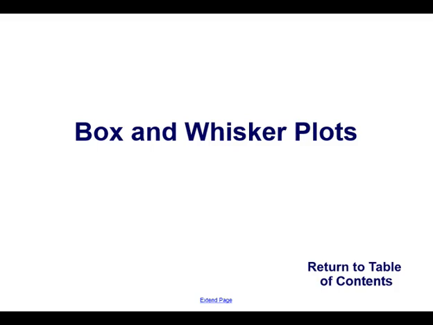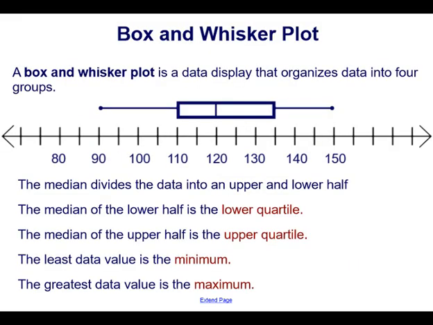Data display we will explore are box and whisker plots. A box and whisker plot is a data display that organizes data into 4 groups. You have the median dividing the data into an upper and lower half, and then we have the median of the lower half called the lower quartile, and the median of the upper half called the upper quartile. The least data value is the minimum, and the greatest data value is the maximum.